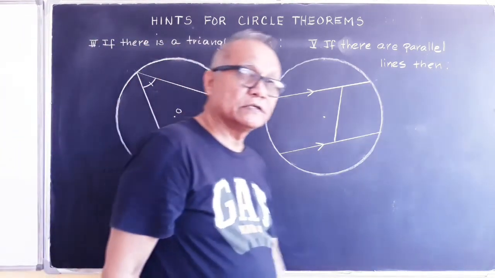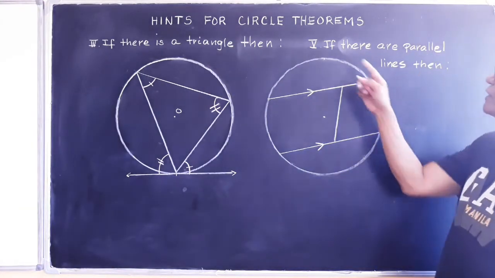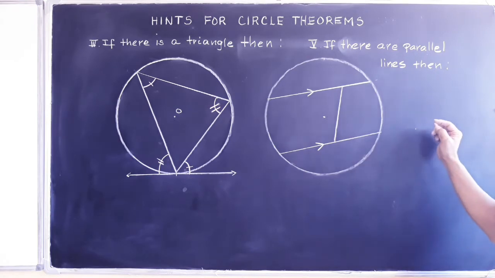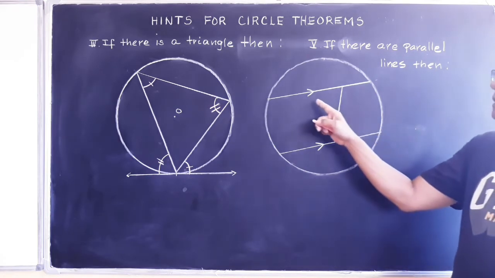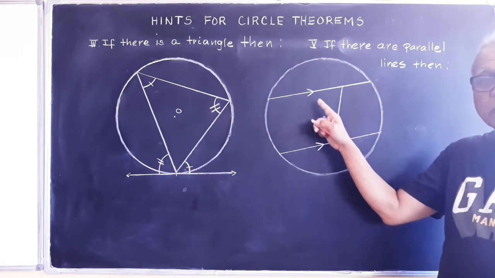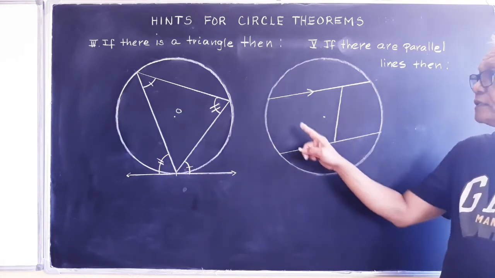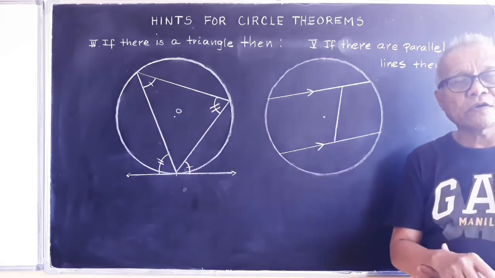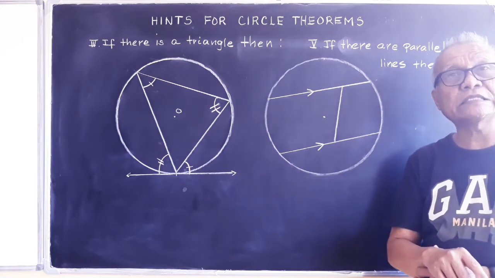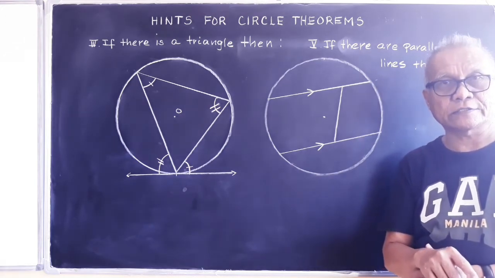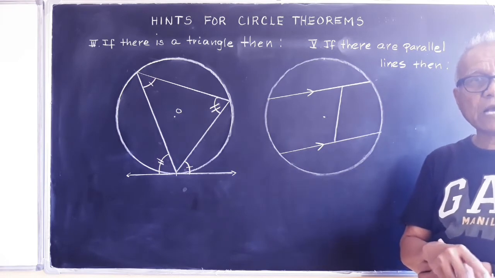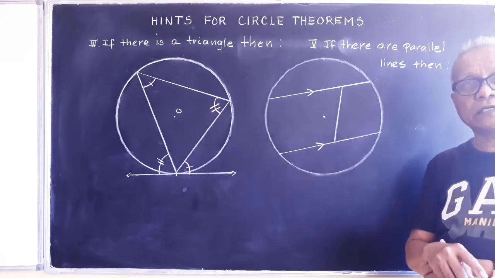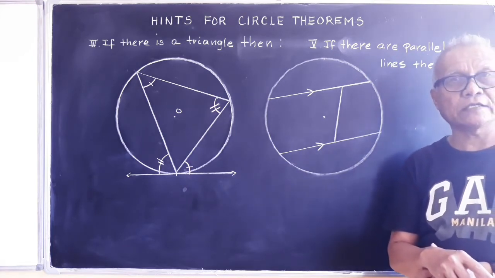Number 5. So for number 5, if there are parallel lines, then what? The symbol for parallel lines is an arrow. We have an arrow here and an arrow here. It means that these two lines are parallel. When we have parallel lines, then we have the transversal angles. And usually we use the alternate angles or alternate interior angles or Z angles.